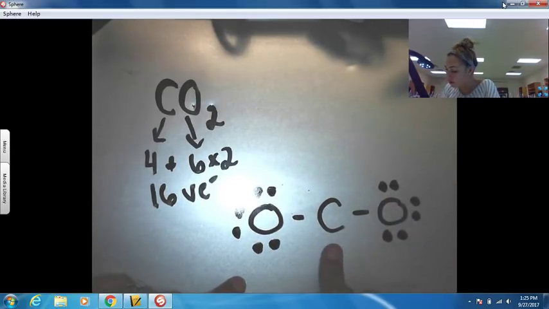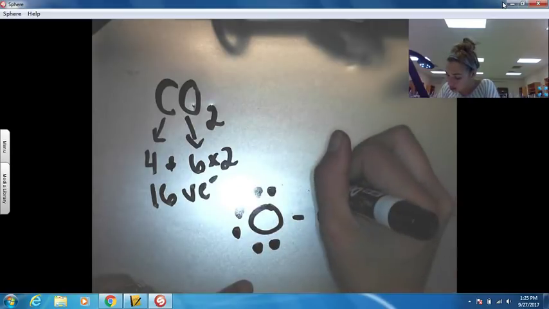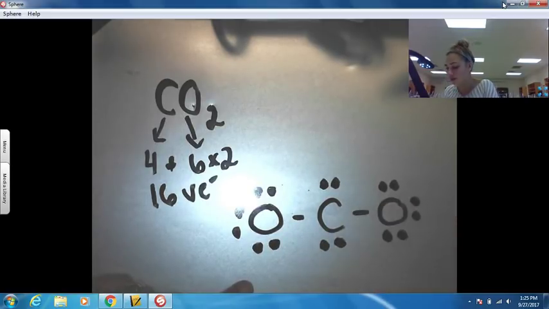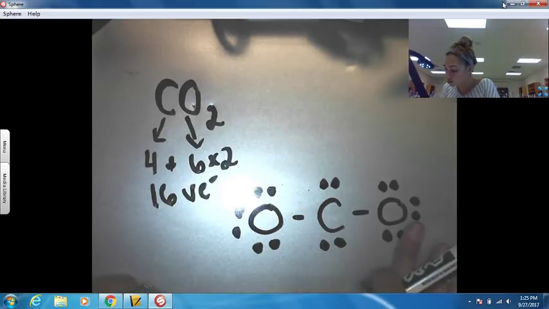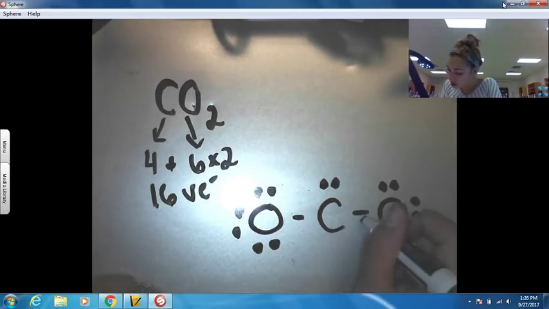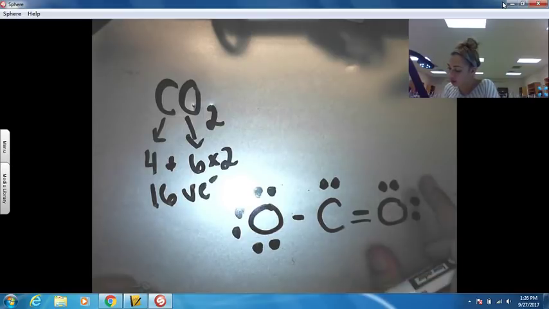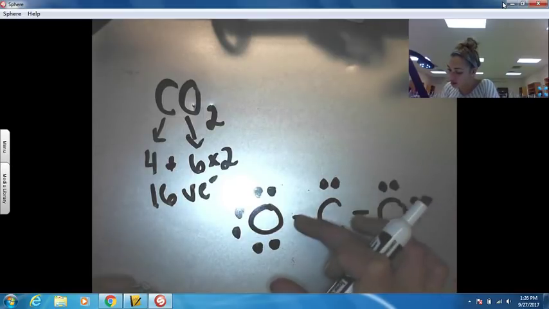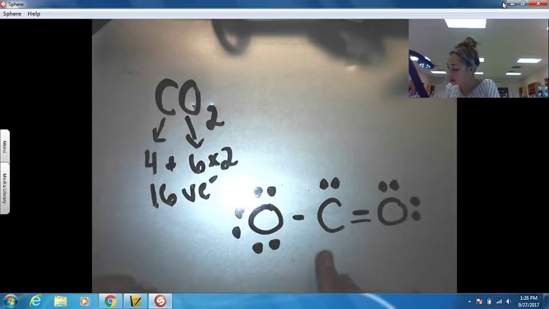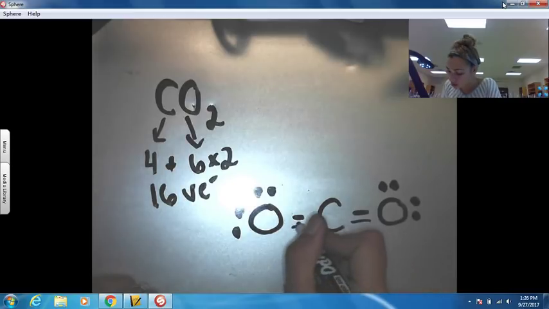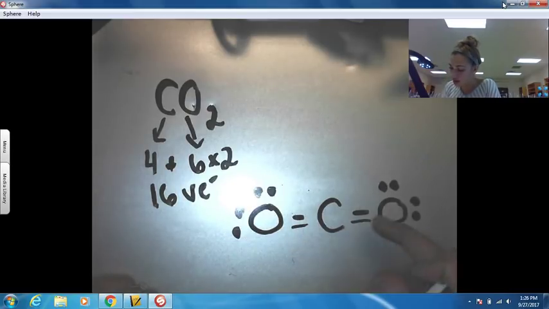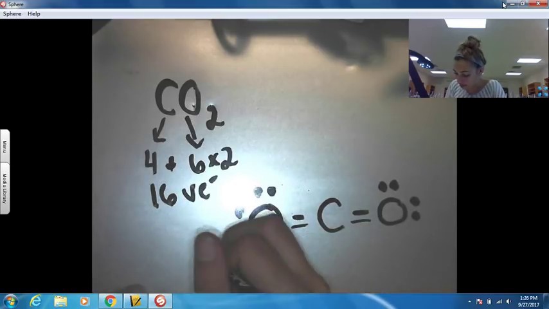And then carbon, right now only has 4 electrons, so it needs an additional 4. Now count. 2, 4, 6, 8, 10, 12, 14, 16, 18, 20. We have too many. So I'm going to take away a pair, make them share. And count again. 2, 4, 6, 8, 10, 12, 14, 16, 18. Still too many, so take away a pair, make them share. 2, 4, 6, 8, 10, 12, 14, 16. So now I'm good.